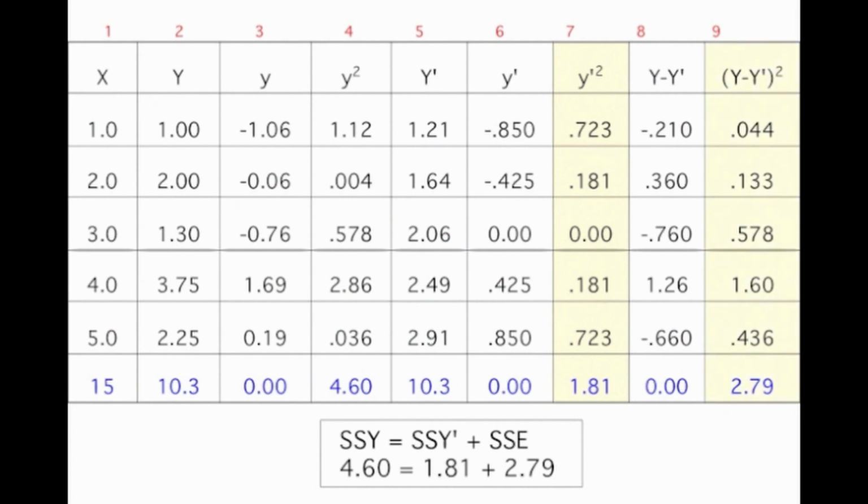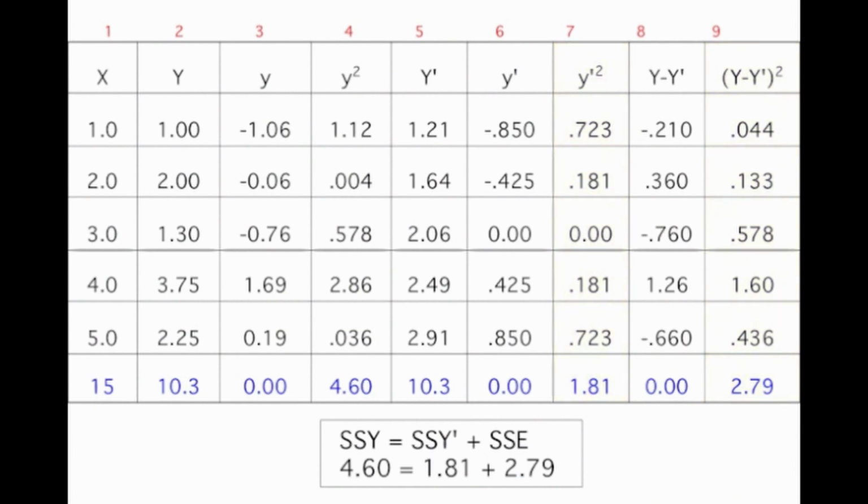The sum of squares error is the sum of the squared errors of prediction. It is therefore the sum of the Y minus Y prime squared column and is equal to 2.79. As shown in the box below the table, the sum of squares Y equals the sum of squares predicted, SSY prime, plus the sum of squares error, SSE. And indeed, 1.81 plus 2.79 equals 4.60.